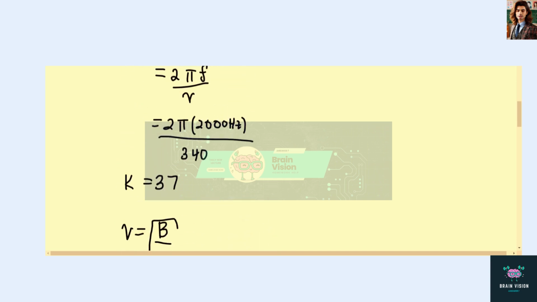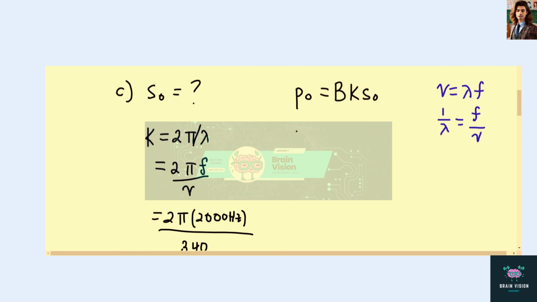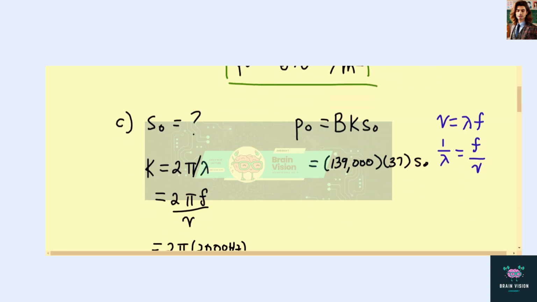Okay, so what we can do is plug those two numbers back into this formula that I wrote up here and solve for S naught. I'm just going to write in the P naught that we found, which was 6. I'm going to divide both sides by those numbers. And we get a displacement amplitude of 1.2 times 10 to the minus 6. And that is in the standard units of meters. So that is our final answer for part C as well.